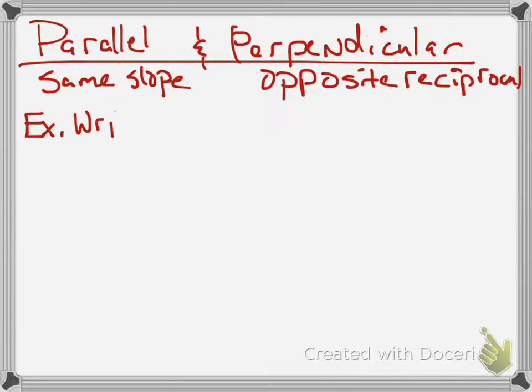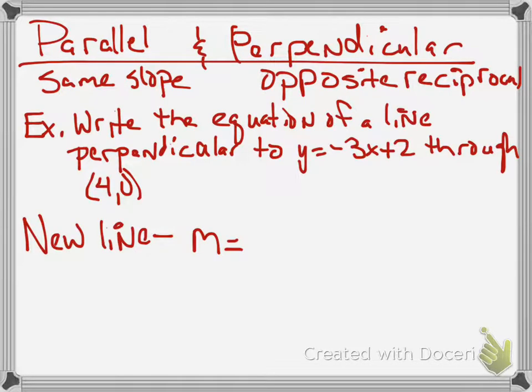Alright, so let's look at this. Now we want to write the equation of a line perpendicular to y equals negative 3x plus 2 through the point 4, 0. So, what is my new slope? Again, I want the opposite reciprocal. So the opposite of a negative would be positive, and the reciprocal of 3 is 1/3. You should know how to get reciprocals, okay? And then I'm still using that point (4, 0). So I'm ignoring the 2 completely.